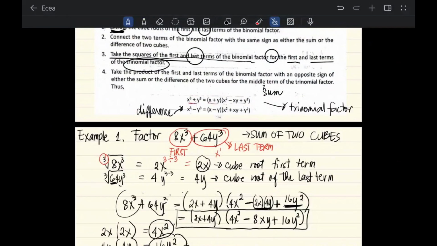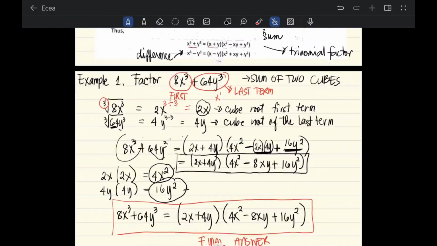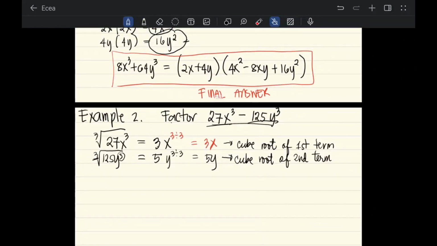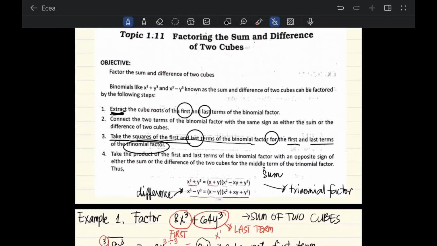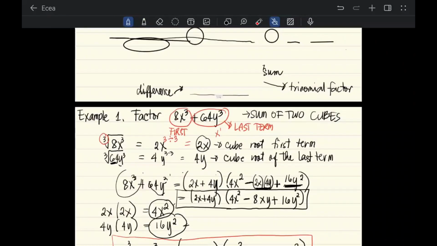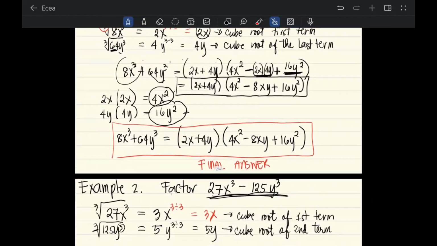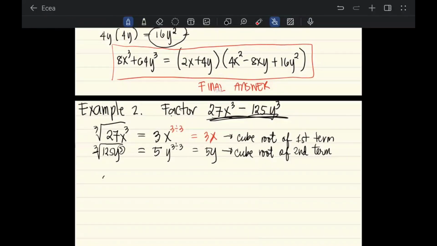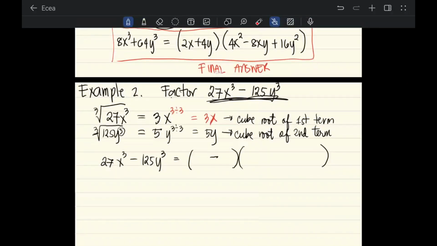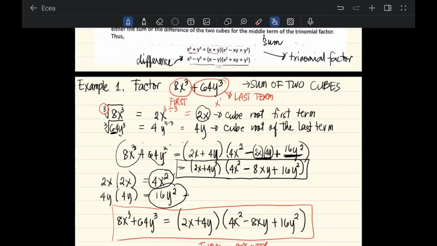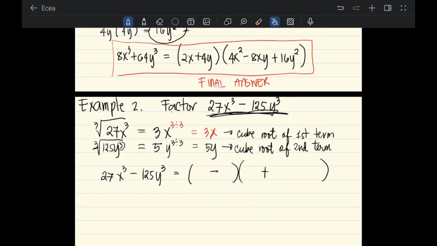Okay, step number 2. Now let's identify this one. This is what we call the difference of cubes. So, ato i-follow nga formula is this one. So, we copy 27x cubed minus 125y cubed is equal to, what are the signs? For the binomial, it's minus. And for the trinomial, it's all positive.